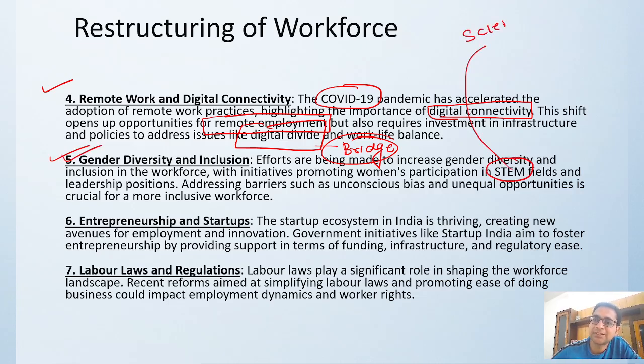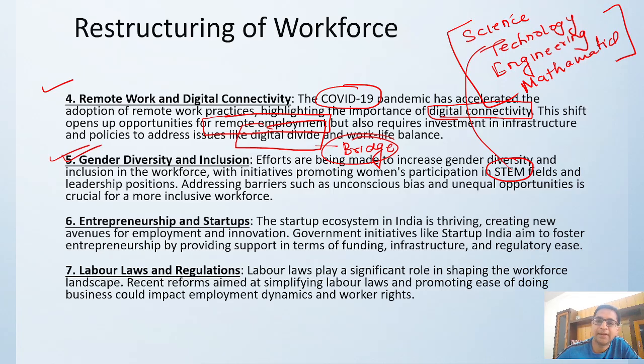STEM: science, technology, engineering and mathematics. This is the area where we wanted to increase the share of the female workforce. We need to remove the barriers. Right now, the girls are taking admission in the technological field, engineering field, mathematical field. Earlier, they were only looking for the educational fields. So we need to bridge the gap. We need to provide them with the education where they can enter these STEM fields.